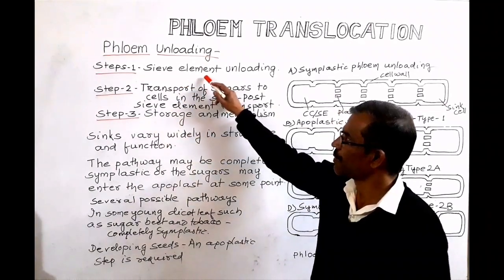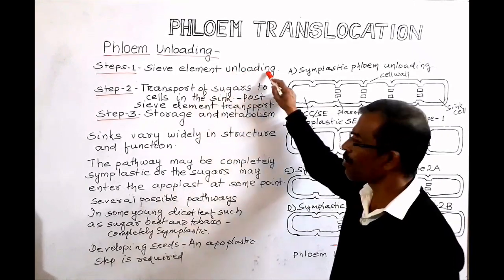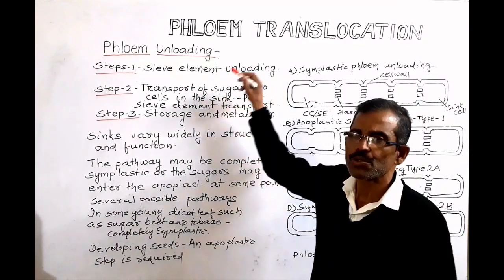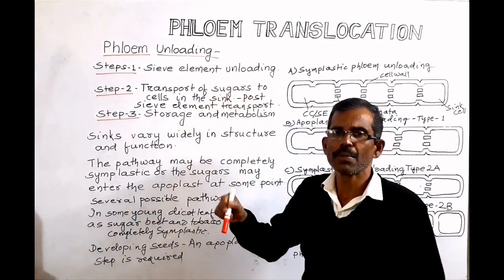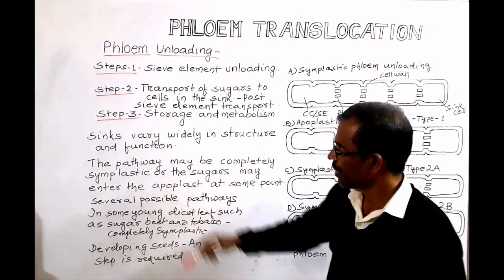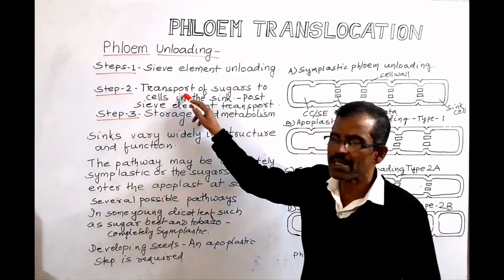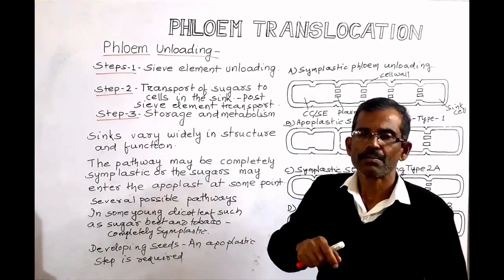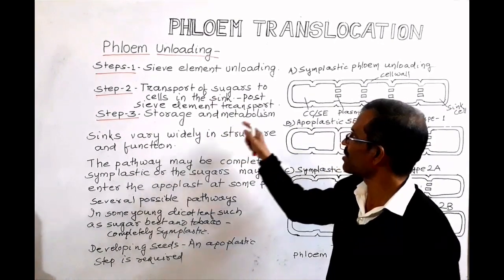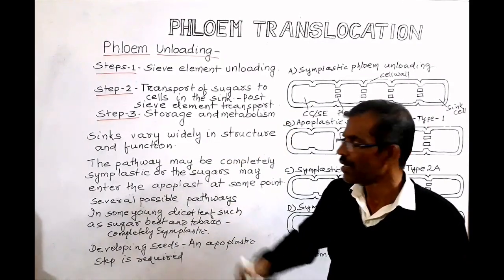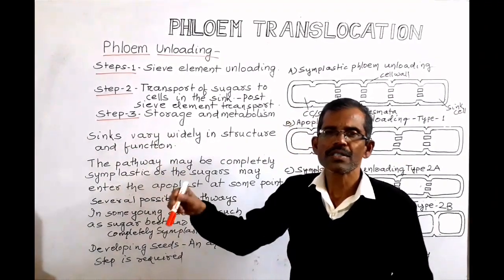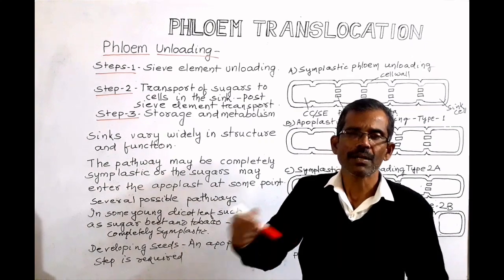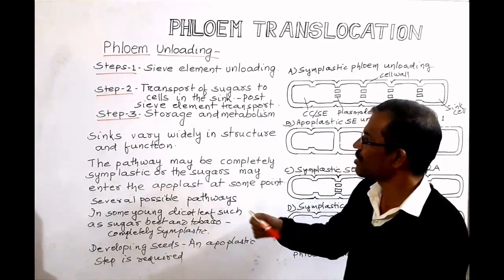In the first step, there is sieve element unloading. In this step, sugars leave the sieve tube element of sink tissue. In step 2, there is transport of sugars into the sink cells by means of short distance transport. In step 3, sugars are either stored or metabolized in the sink tissue.